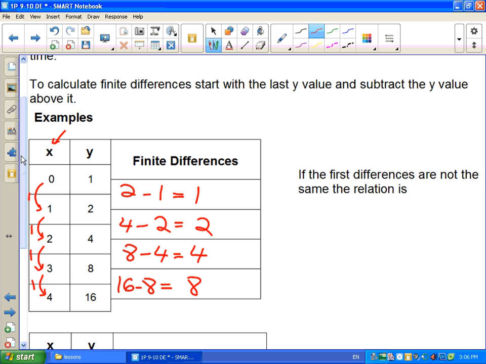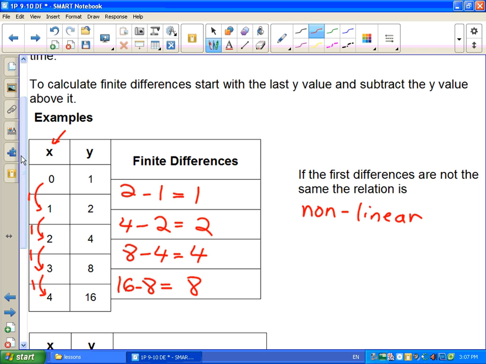What good are finite differences? Well, this gives us another way of figuring out if our relationship is linear or nonlinear. If the first differences are not all the same, the relationship is going to be nonlinear. So we've got 1, 2, 4, 8. This is a nonlinear relationship.